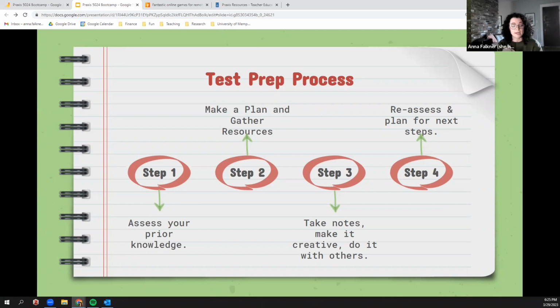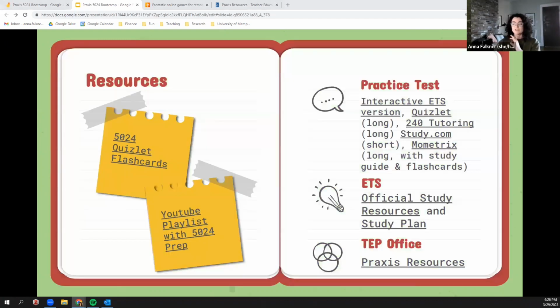Then you're going to make a plan and gather resources, which, as we noted earlier, you can do with Dr. Perkins or in that office. Then you need to take notes. My recommendation is that you make it creative and that you do it with other people. And then as you go through, you want to do that reassessment, take exams, and then make some plans for your next steps.